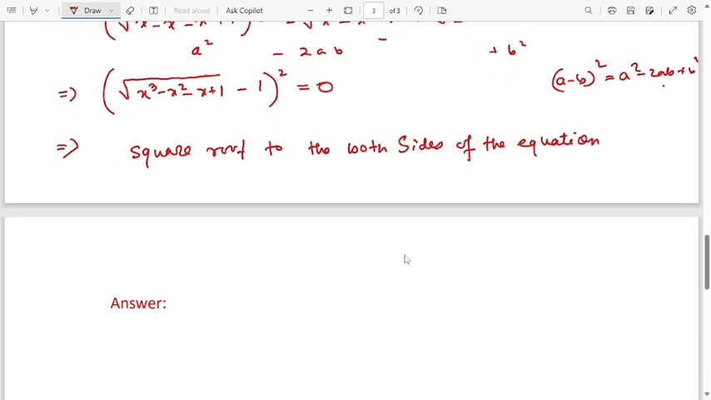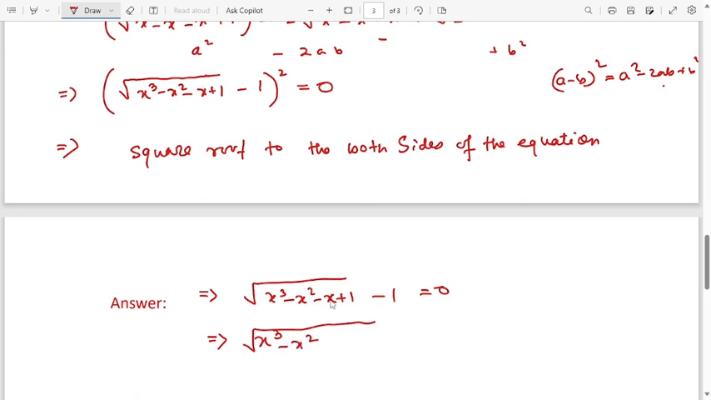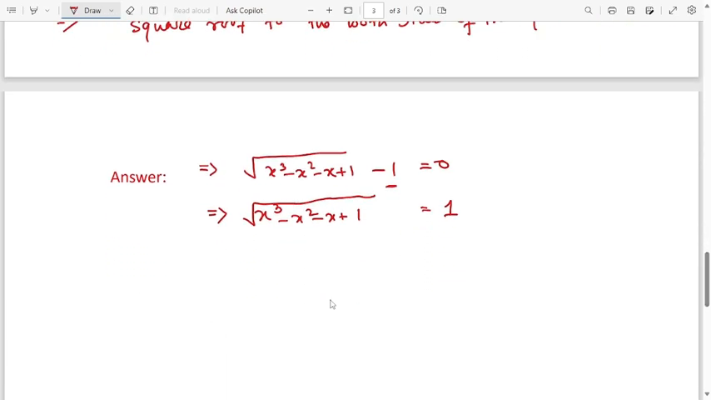So therefore, the equation becomes x cube minus x square minus x plus 1 minus 1 is equal to 0. So now square root of x cube, we are switching the side of 1. This is very easy, is equal to plus 1, because here in the left side is minus 1. Then if it goes to the right hand side, it will become positive 1.